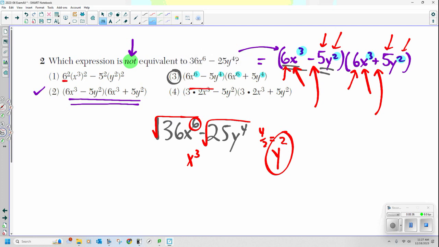Now, as far as choices 1 and 4 go, what is 6 squared? Isn't that 36? That's the same. And if I take x cubed and square it, that will give me x to the 6th. Same thing here. 5 squared is 25. Y squared to the power of 2 would give me y to the 4th. So technically, it's the same thing. And if you do the math for choice 4, it will be the same thing as well. Choice 3 is the only one that is not equivalent.